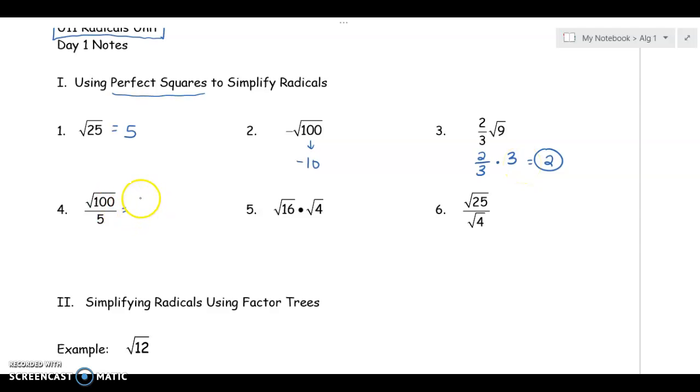This, you can do square root of 100 is 10, divided by 5, so 10 over 5, you're going to get 2. This you can simplify each piece. Square root of 16 is 4, square root of 4 is 2, multiply them together, you get 8. So not too bad. This one's going to be 5 over 2, because square root of 25 is 5, square root of 4 is 2.